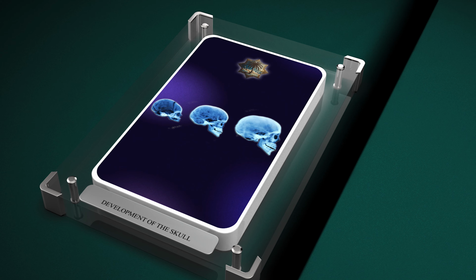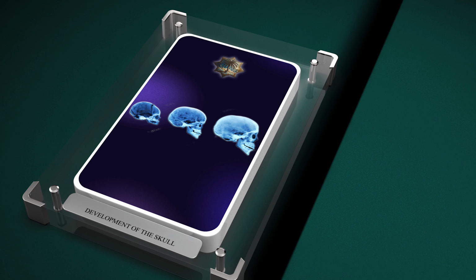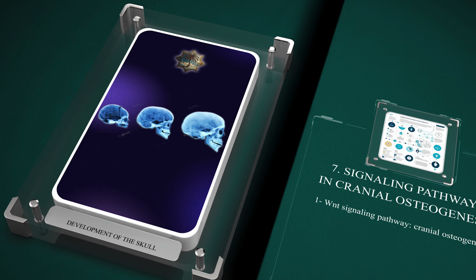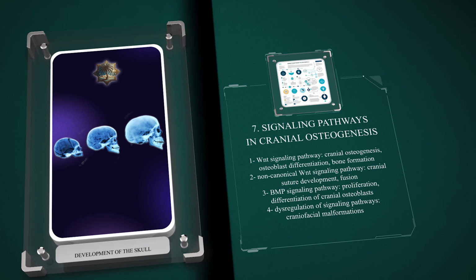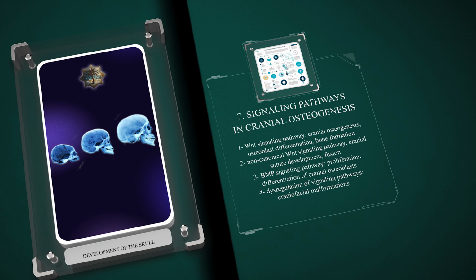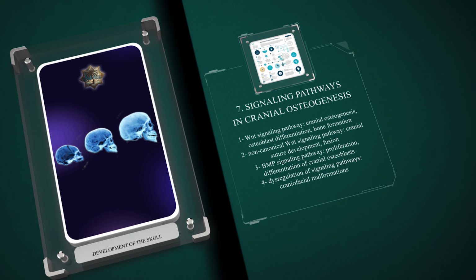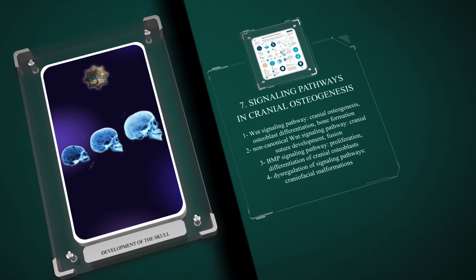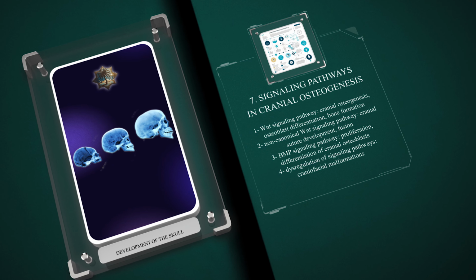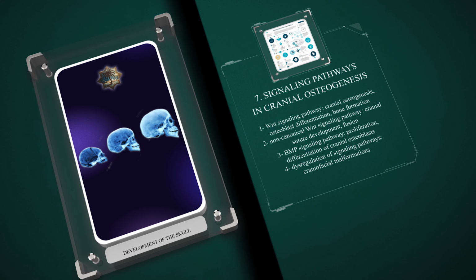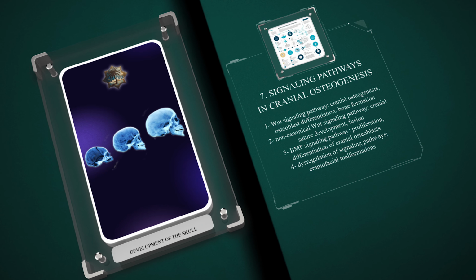WNT and BMP signaling pathways are crucial regulators of cranial osteogenesis. Canonical WNT signaling promotes osteoblast differentiation and bone formation, while non-canonical WNT signaling controls cranial suture development and fusion. BMP signaling is essential for the proliferation and differentiation of cranial osteoblasts. Dysregulation of these signaling pathways can lead to craniofacial malformations.